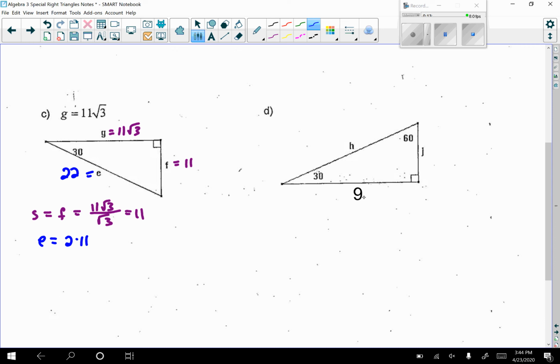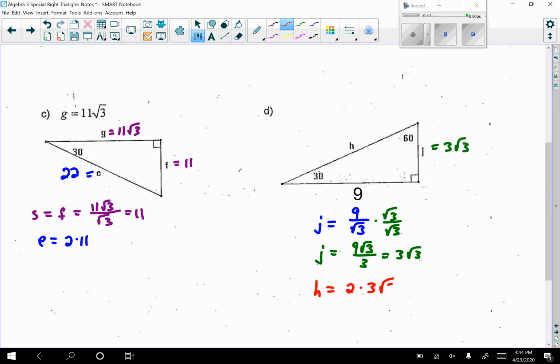All right, now for D, that is a 9. That's down there. We have a 30, 60, 90. Here the long leg is given to us. So the short leg, which is J, that's going to be the long leg divided by radical 3. Well, notice in this case we don't have a radical 3 already up here. So like the last set of problems, we want to rationalize, multiply top and bottom by radical 3. So this will give us a 9 radical 3 over 3. The 9 divides by 3 here, so we get a 3 radical 3. So J is equal to 3 radical 3. H, the hypotenuse, is equal to 2 times the short leg. So 2 times 3 radical 3 will give us 6 radical 3.